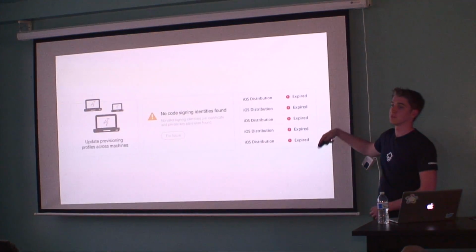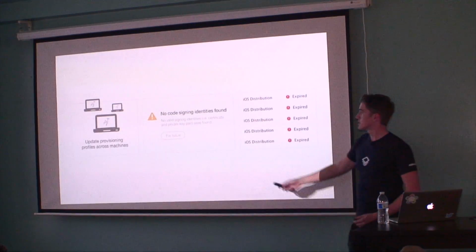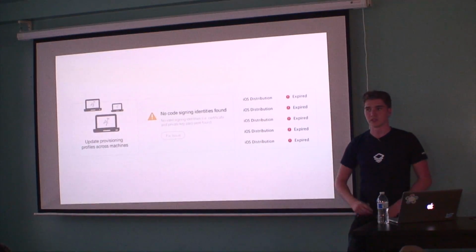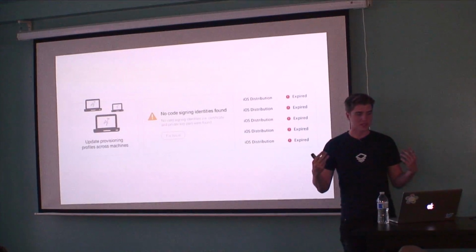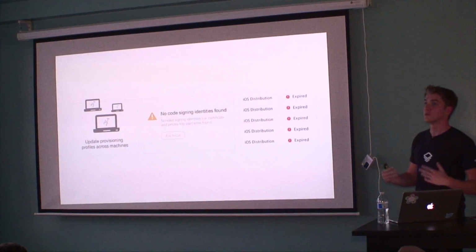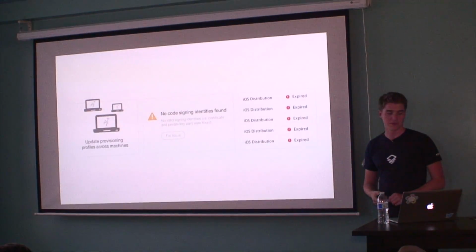A lot of expired or invalid provision profiles. You will get cryptic error messages because a coworker revoked the certificate you actually used. So there's like not a clean structure usually. And you will usually end up in like random code signing errors and waste a lot of time with that.